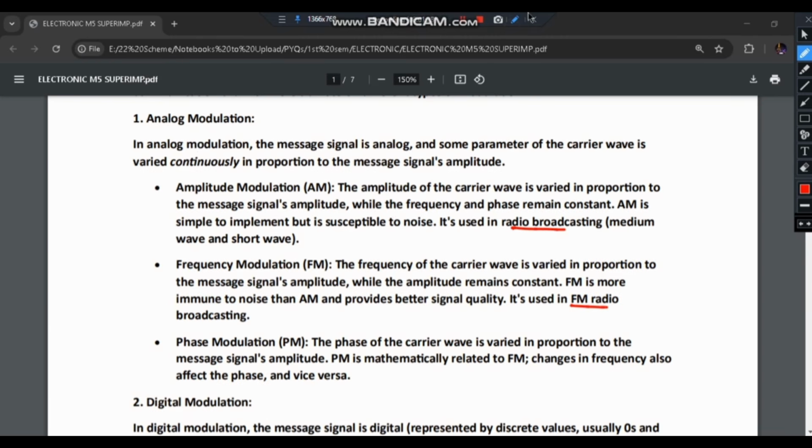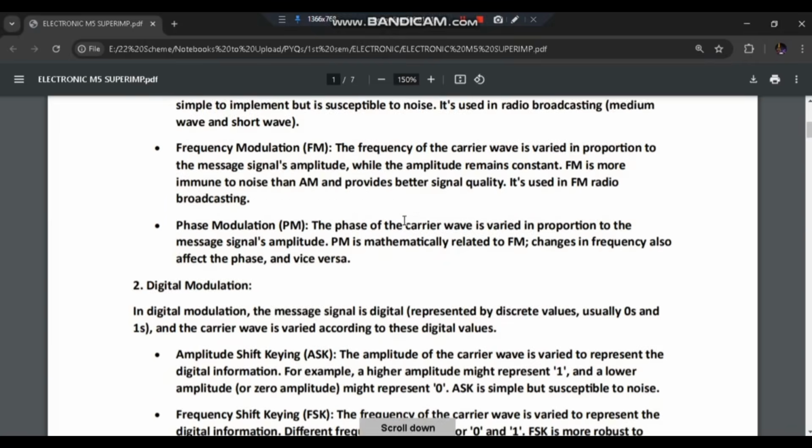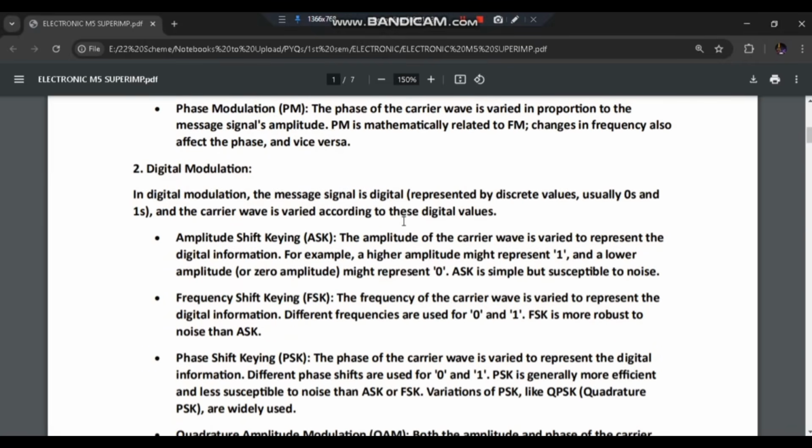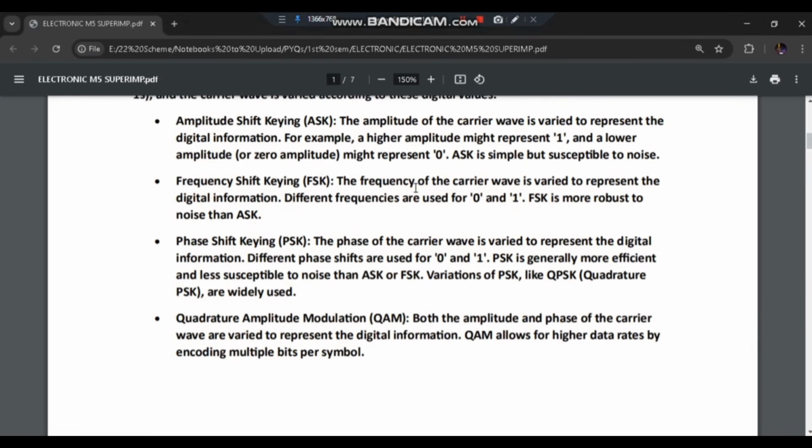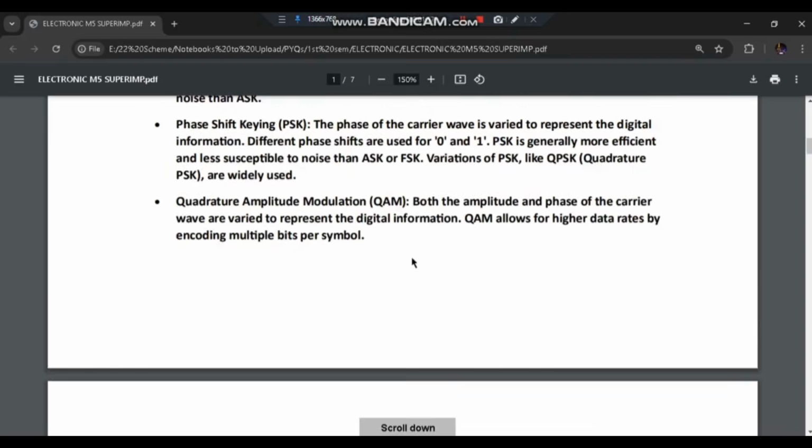The second type is digital modulation. In digital modulation, the message signal is digital, either 0 or 1, and the carrier wave is varied according to the digital signal. It can be either amplitude shift keying, where the amplitude of the carrier wave is varied, frequency shift keying, where the frequency of the carrier wave is varied, or phase shift keying, where the phase of the carrier is varied. And if we do a combination of these, it is called quadrature amplitude modulation. It allows for higher data rates.